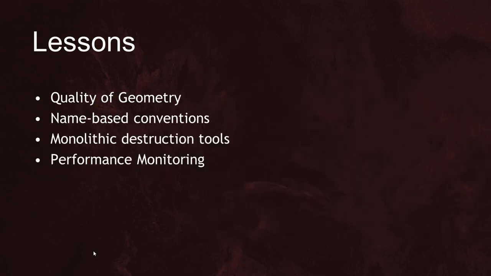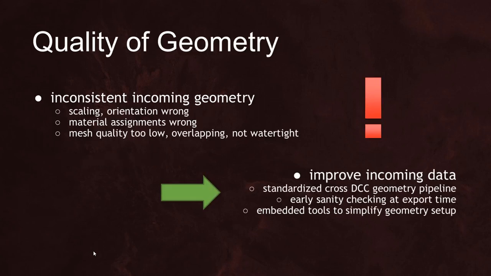Now I want to talk about the lessons, the things that really stood out as things we should really learn from. The first one is the quality of input geometry. The second one, name-based convention, monolithic destruction tools as a subject, and then performance monitoring as the fourth.